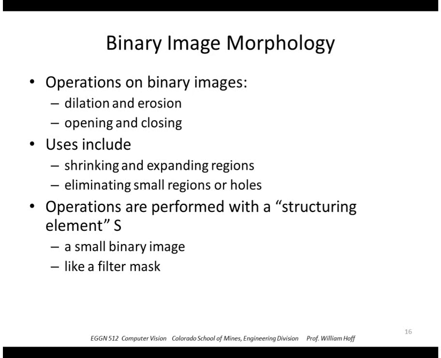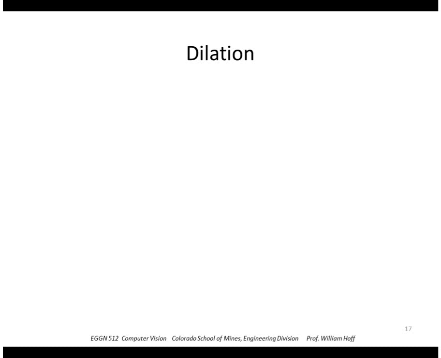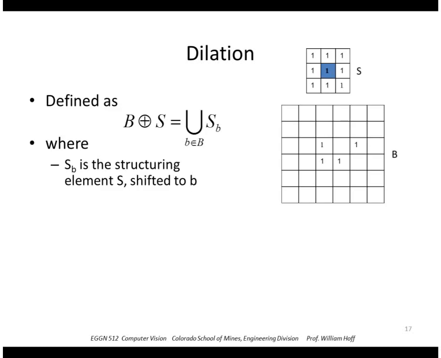So first look at dilation. Dilation is defined using this equation here. Let S be this small region of ones with the origin in the middle. S sub B means translate S to a pixel where I have a 1 in this binary image B. So I center S at the location of a 1, and I take the union of all the pixels in S, which would be like this 3 by 3 region.